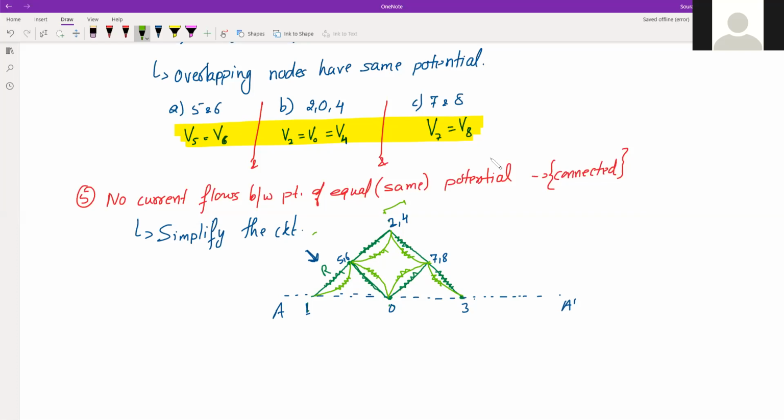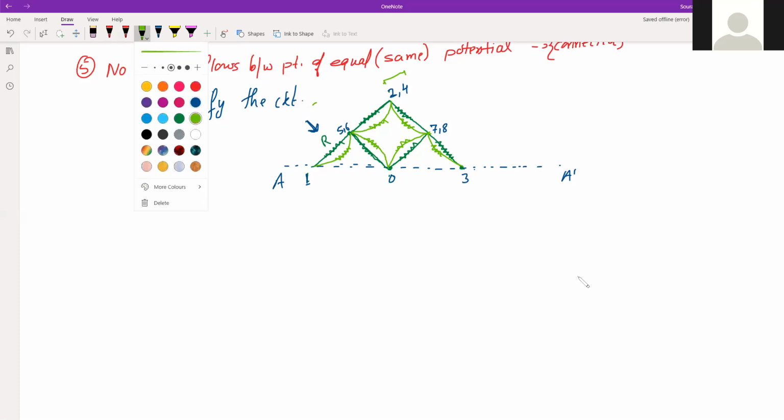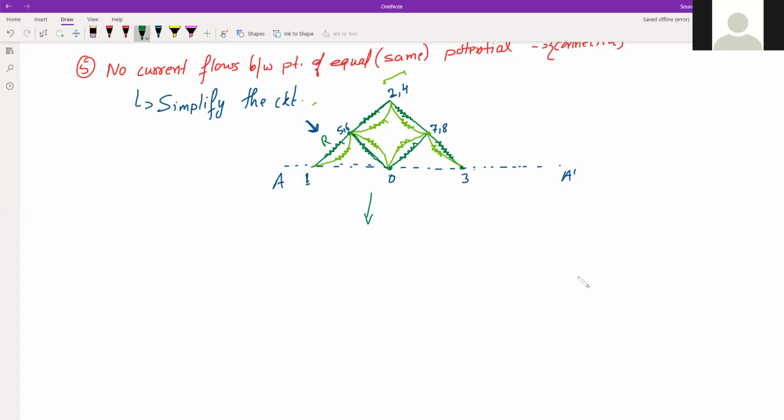So instead of writing two different resistors, let us have only one equivalent resistor. Now you try to simplify this. So another level of simplification will be like this.